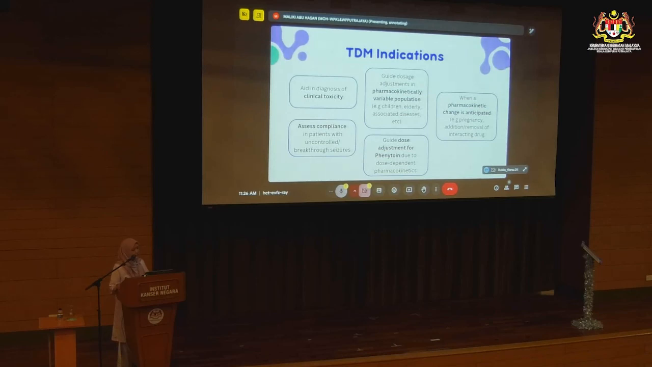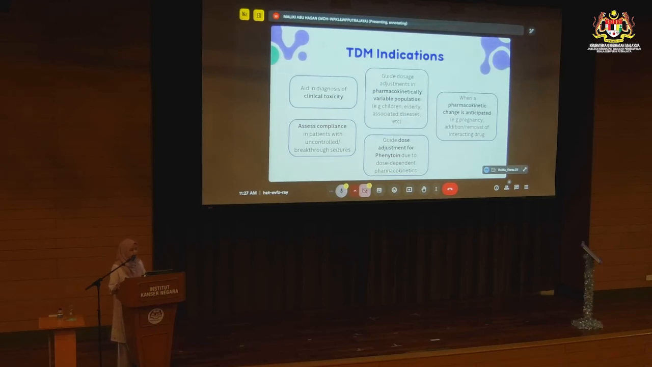Secondly, you can also do compliance assessment in patients with uncontrolled or breakthrough seizures. Thirdly, you can help to guide dosage adjustments in pharmacokinetically variable populations. So generally, any pediatric patient, elderly patient, or patient with associated diseases such as renal or liver impairments. And then the fourth one is to guide dose adjustment for phenytoin, specifically phenytoin, more than the other drugs, because it is a zero-order elimination drug. So it's not so easy to estimate what the level for the patient would be based on calculations alone. So you need to take a level for that.